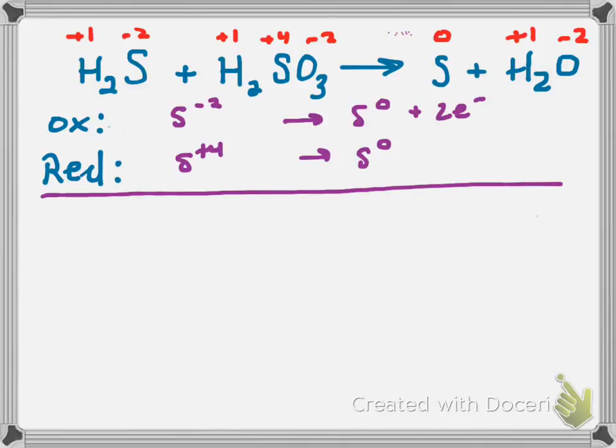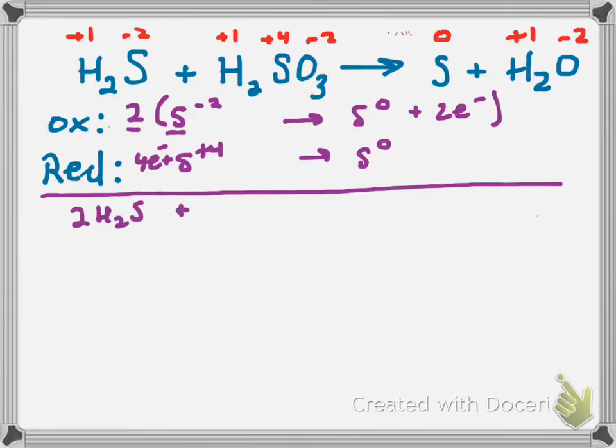Losing 2 on the top, gaining 4 on the bottom. Common multiple is 4, so we'll multiply through that top equation by 2. And now the tricky part with these simple ones is, again, knowing that this 2 goes with the sulfur compound that has the -2 oxidation number, so 2H2S.